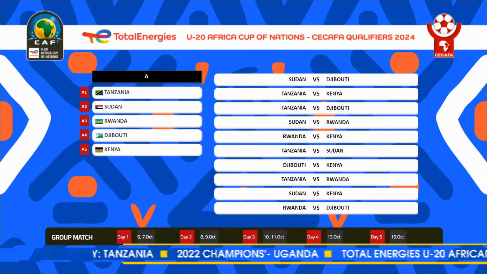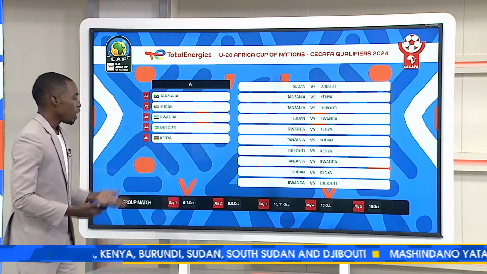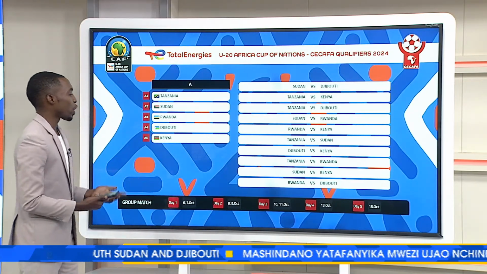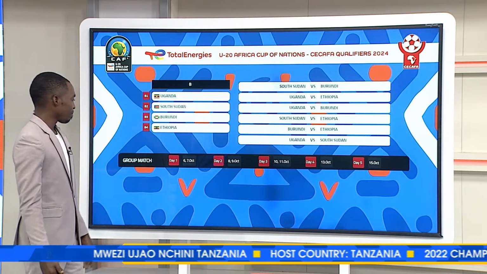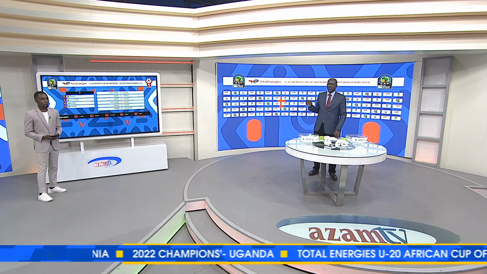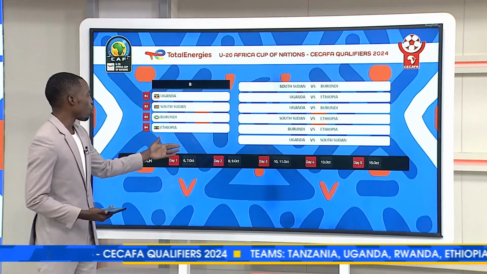Now we have known the 2 groups. These are the matches of Group A. Sudan versus Djibouti, Tanzania versus Kenya, Tanzania versus Djibouti, Sudan versus Rwanda, Rwanda versus Kenya, Tanzania versus Sudan, Djibouti versus Kenya, Tanzania versus Rwanda, and Sudan versus Kenya. The last match of Group A will be Rwanda versus Djibouti. And these are the dates. After this group stage, the 2 best teams from each group will qualify directly to the semi-final.